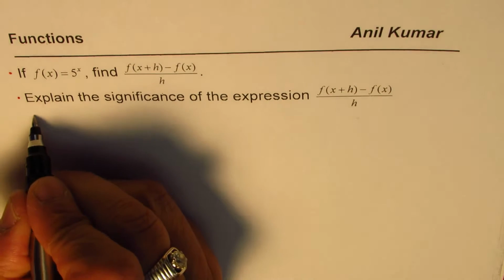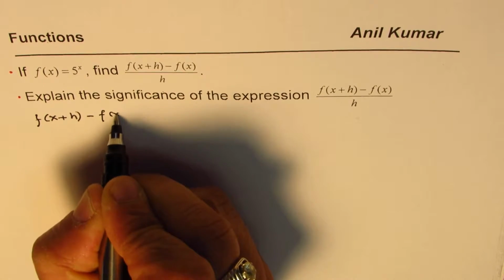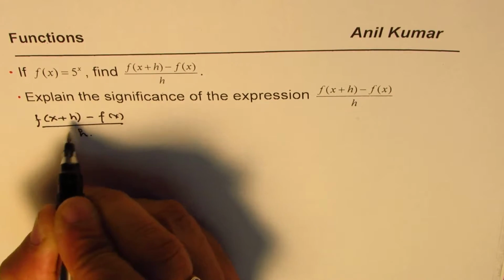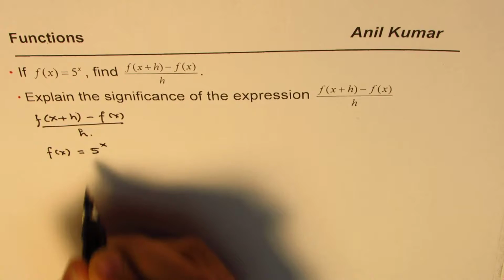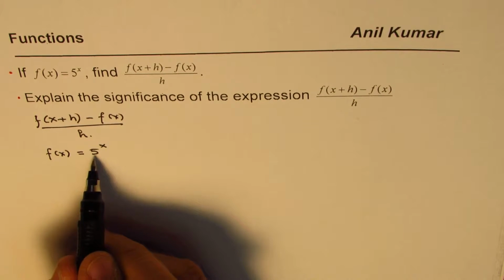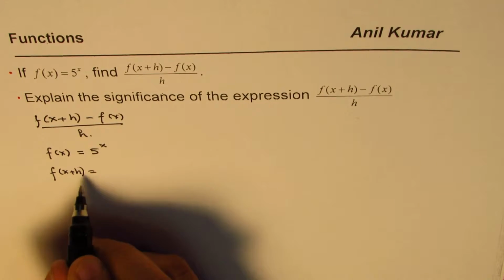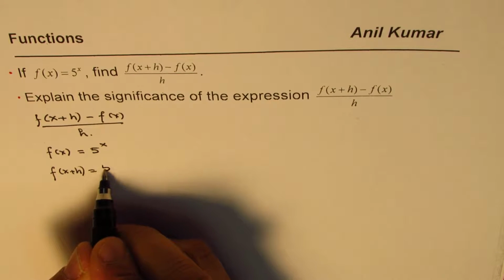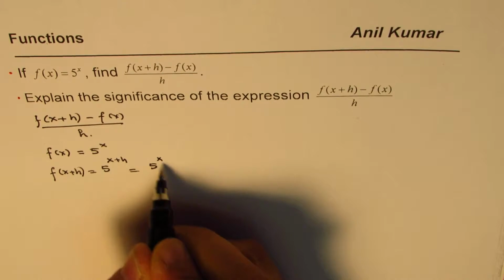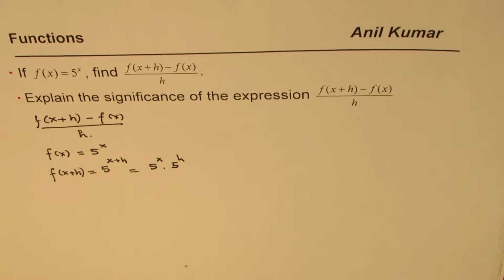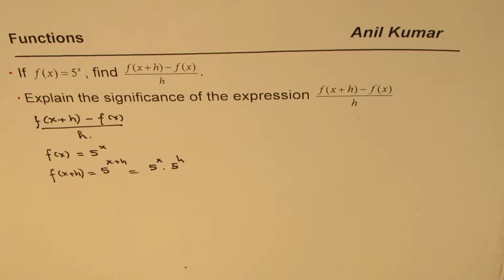So what we need to find is (f of x plus h minus f of x) over h, and we are given that f of x is equal to 5 to the power of x. Now if f of x is 5 to the power of x, what is f of x plus h? Well, we have to replace x with x plus h. So we can write this as 5 to the power of x plus h, which is 5 to the power of x times 5 to the power of h. Correct? Now we can substitute this into our expression.